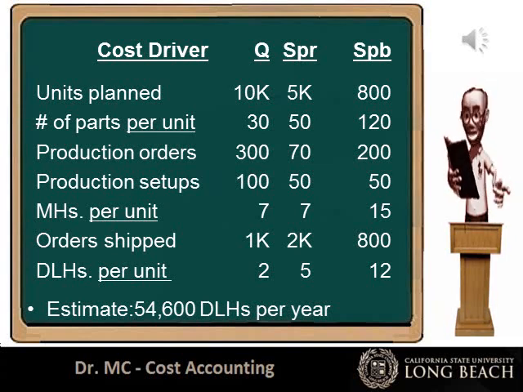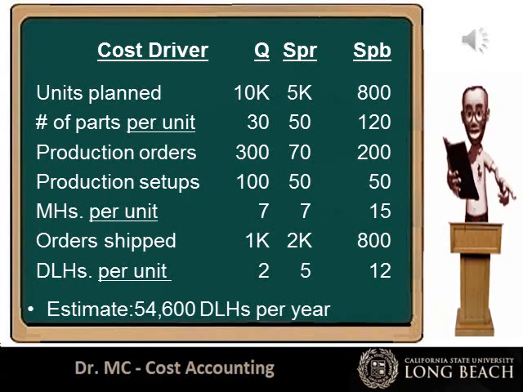It takes 2 direct labor hours to make each unit of the quality product. It takes 5 direct labor hours to make each unit of the superior product, and it takes 12 direct labor hours to make each unit of the superb product. If 10,000 quality units are made, then the entire line of the quality product needs 20,000 direct labor hours. If 5,000 superior units are made, then the entire line of the superior product requires 25,000 direct labor hours. If 800 superb units are made, then the entire line of the superb product requires 9,600 direct labor hours.